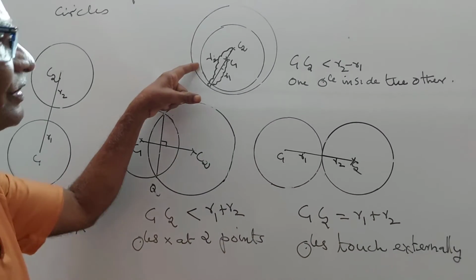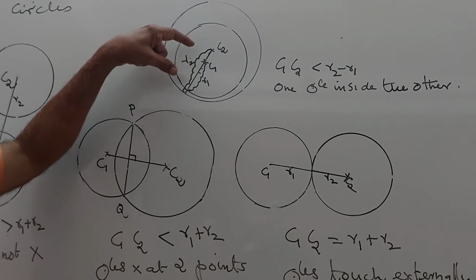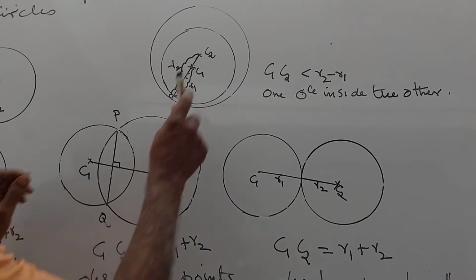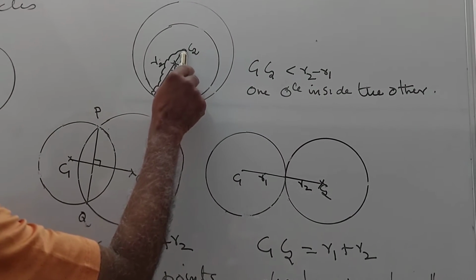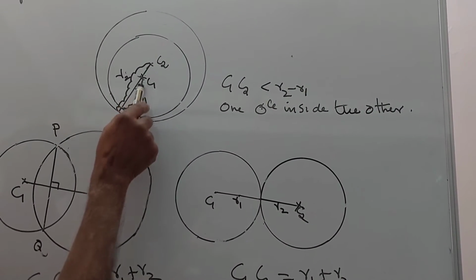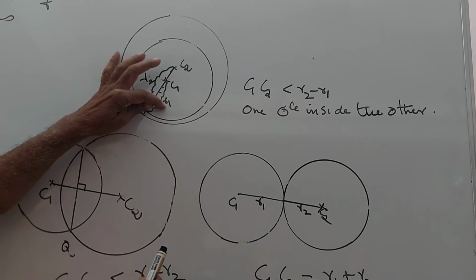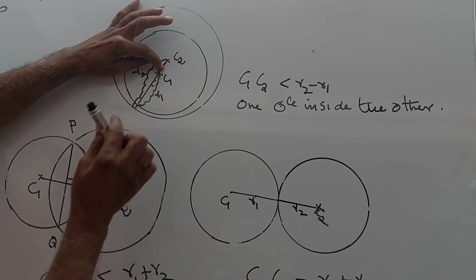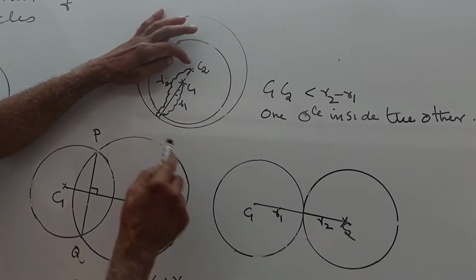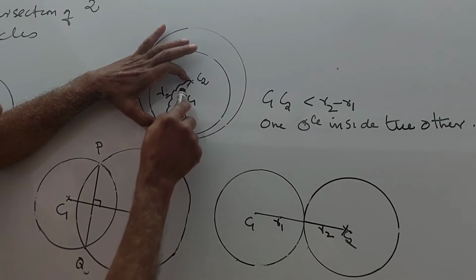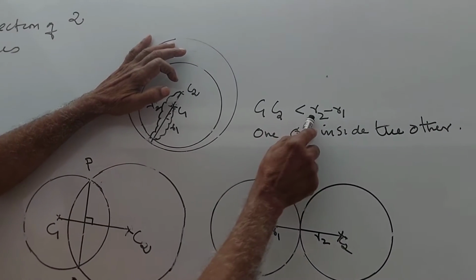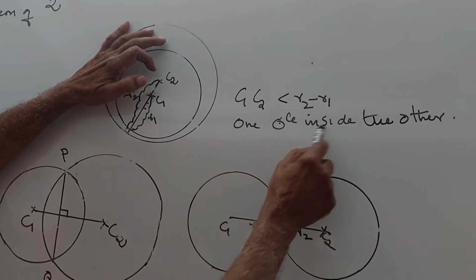Now, another situation. One circle is inside the other circle. They do not touch. You can see the situation: C1, this is C2, this is R2, this is R1. So R2 minus R1 contains this piece as well as this piece. So C1C2 is less than R2 minus R1, because R2 minus R1 is C1C2 plus this. So C1C2 is less than R2 minus R1, one circle inside the other.